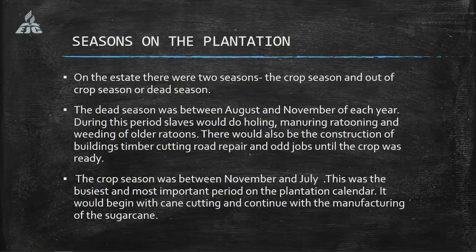So on the estate, there were 2 particular seasons. One was called the dead season. And the dead season was between August and November. Now, during this time, nothing much was happening on the estate. It was kind of quiet on the estate, August to November. At that time, the slaves had little to do. Sometimes the masters would even send them out to work on different estates.